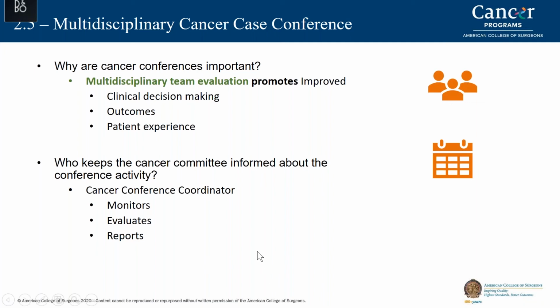So who should keep the Cancer Committee informed about the conference activity? Well, this certainly should be the Cancer Conference Coordinator. The coordinator should monitor, evaluate, and report on all of the important activities that take place in a cancer conference.